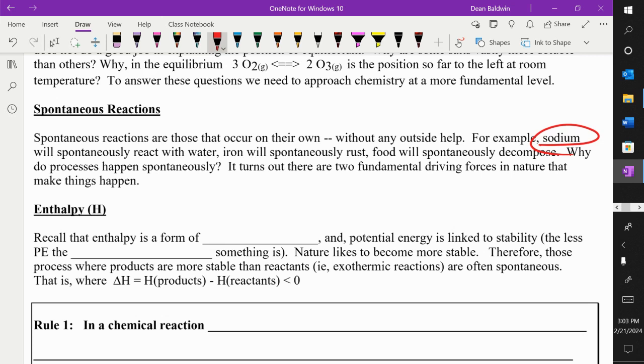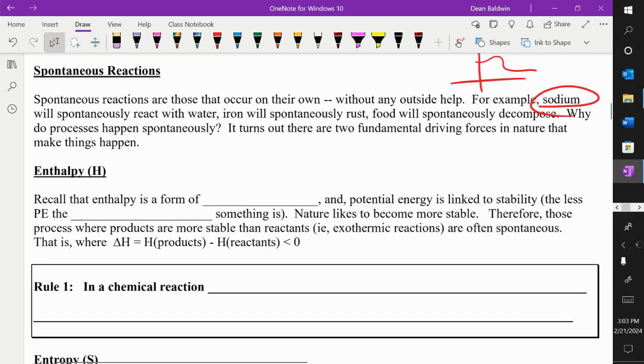It's an exothermic reaction. If you remember exothermic reactions, you end up at a lower energy state, right? Because you're giving off energy, you're more stable. So that is one thing that drives reactions, is the enthalpy of the reaction. And enthalpy is just PE, potential energy, not physical education.